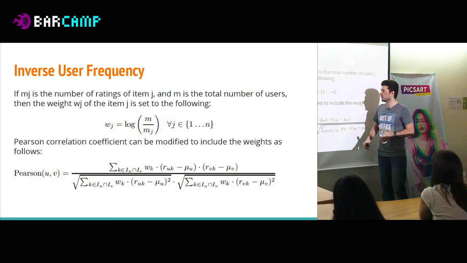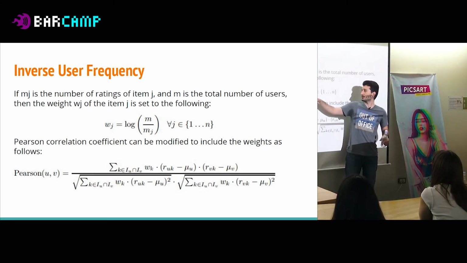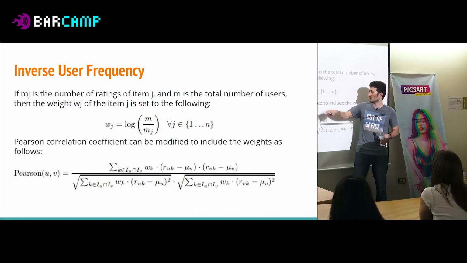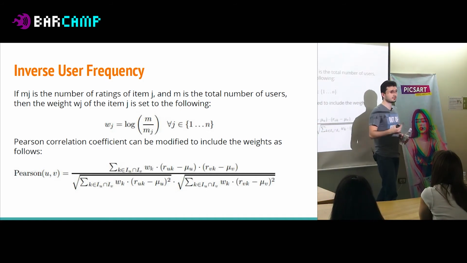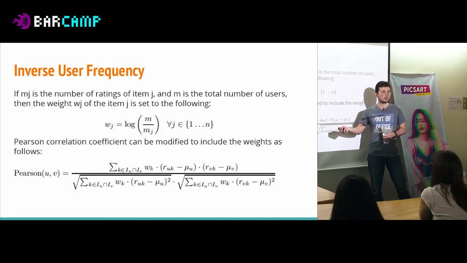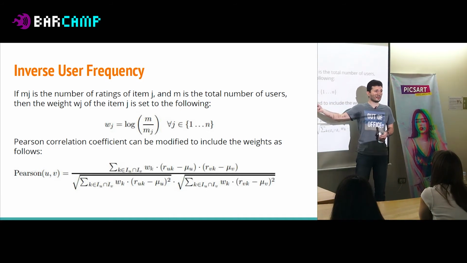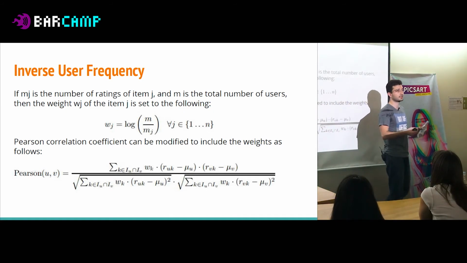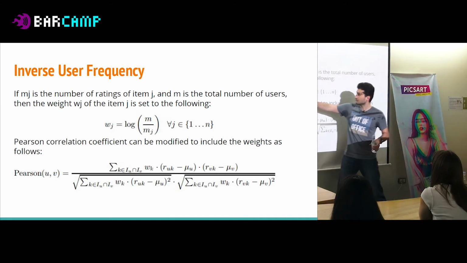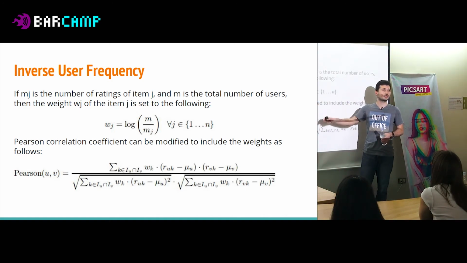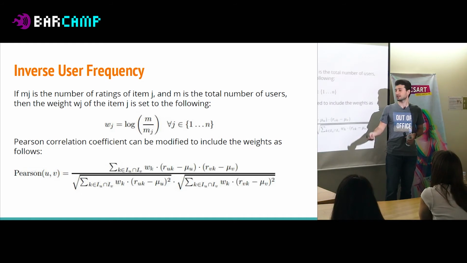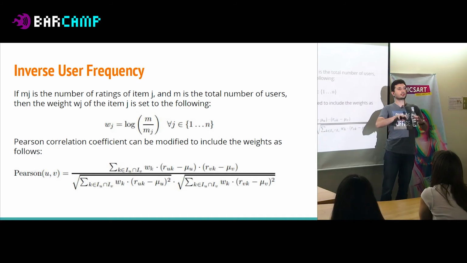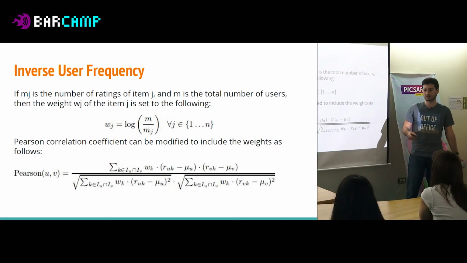One of the workarounds is that we can just introduce a new term that will give a bonus to less popular items. So if M is the number of users and M_j is the number of users who rated this item, this term is going to be big for non-popular items or movies, and this term is going to be small for popular items or movies. And then we can use this term in our similarity calculation to make sure it gives a higher weight to less popular items when it calculates covariance. This will kind of diversify the items we recommend.